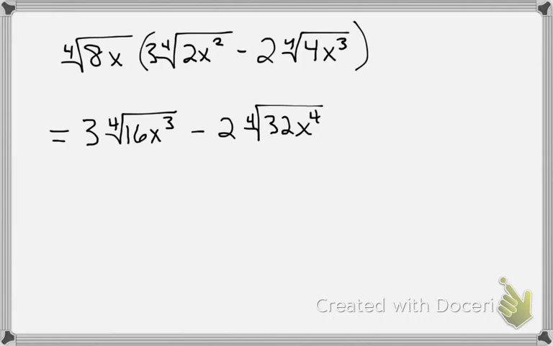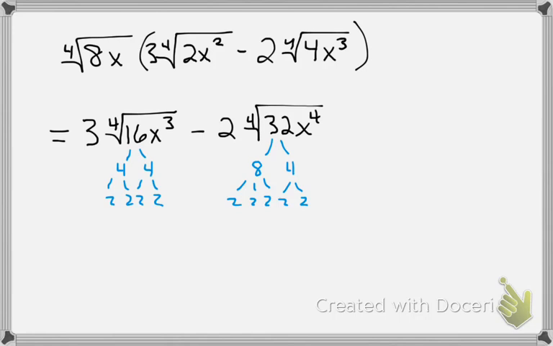Both of these break down. What do you got for 16? 2 and 8, or 4 and 4 also works. Either way, you wind up with 2, 2, 2, 2. 32 is 8 and 4. 8 is 2, 2, and 2, and 4 is 2 and 2.